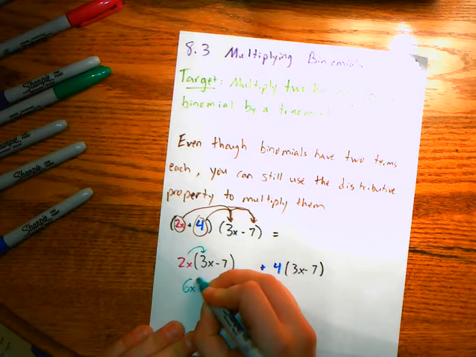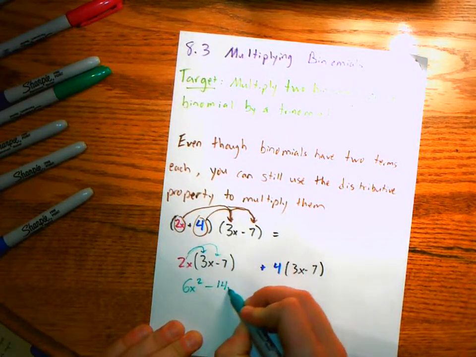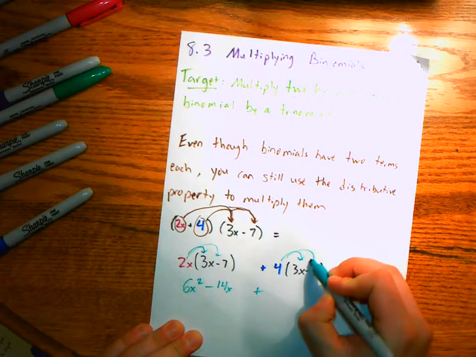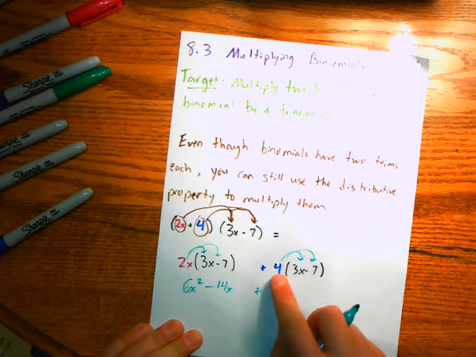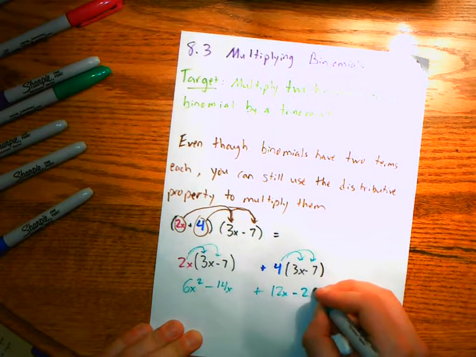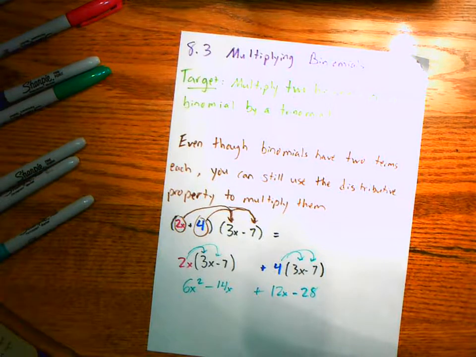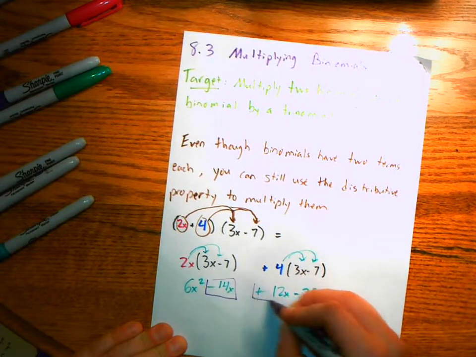So when you multiply by distributing the 2x times the 3x minus 7, 2x times 3x gives you 6x squared. 2x times negative 7 is negative 14x. Then you look at the plus 4 times the 3x and times the negative 7. 4 times 3x is 12x, and 4 times negative 7 is negative 28. Now this is your polynomial, and you have to combine like terms by looking at what's in common between all of these. We have an x squared, no more x squareds. We have an x, there's another x. So those are the terms that you can combine together.